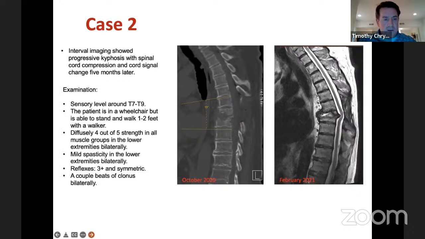Keep going. And this was our exam. He had a sensory level. He could really only walk 1 to 2 feet with assistance. He was diffusely weak in his legs, spastic, with some clonus in his legs.